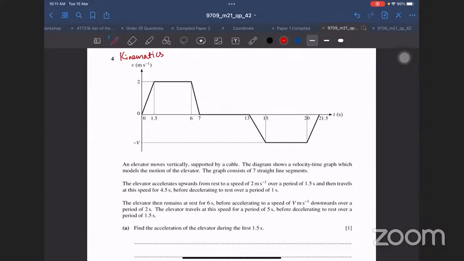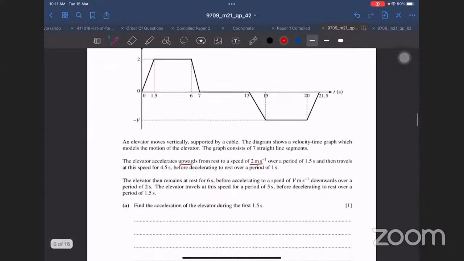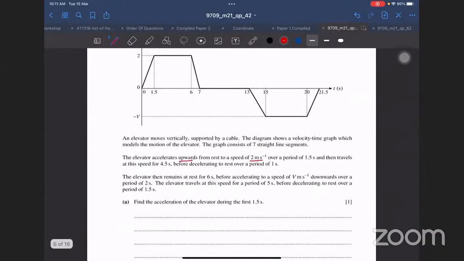The elevator accelerates upwards from rest to a speed of 2 over a period of this, and then travels at time t before decelerating. The elevator then remains at rest for 6 seconds before accelerating to a speed of this. Find the acceleration of the elevator during the first 1.5 seconds.